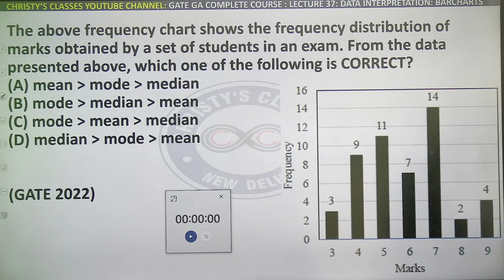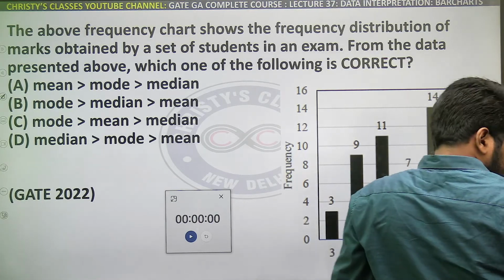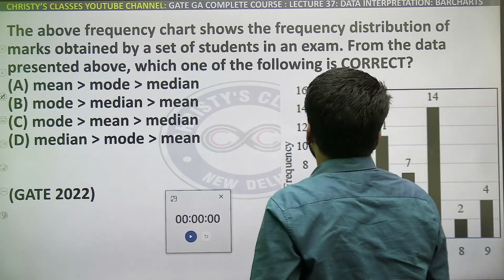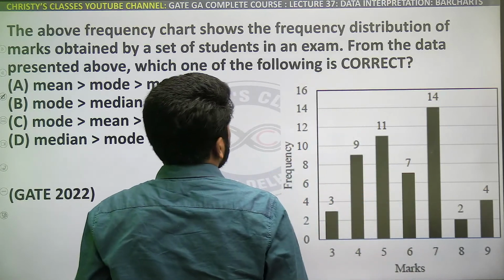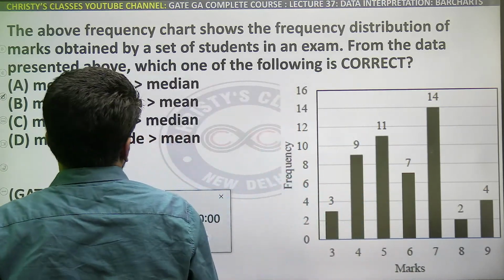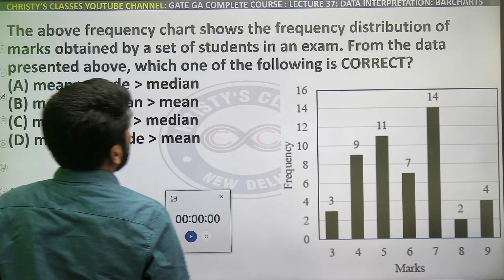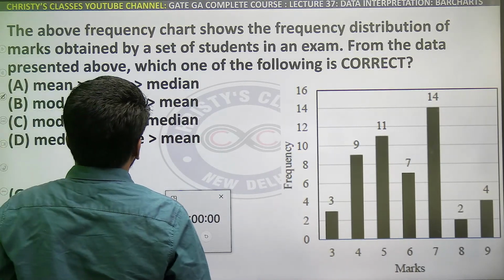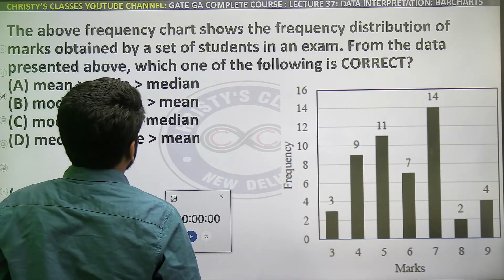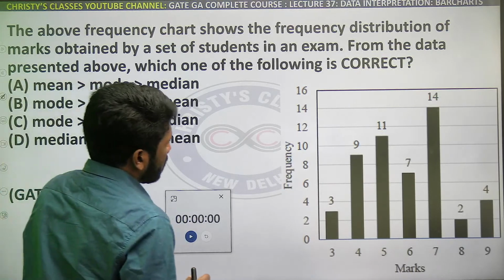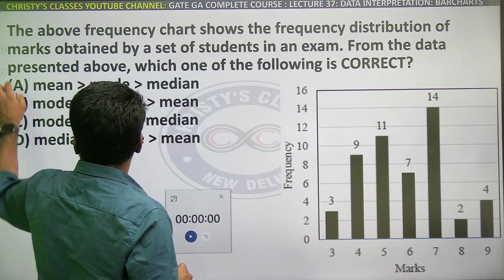Okay, so I'll explain. So the above frequency chart shows the frequency distribution of marks obtained by a set of students in an exam. From the given data represented above, which one of the following is correct? The mean, median, mode we have to take.